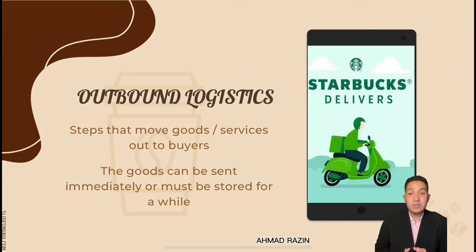Third is outbound logistics. These are steps that move goods or services out to the buyers. After the final product is completed, it must be delivered to the customer. Depending on how efficient the company is, the goods can be sent immediately or must be stored for a while. Examples: finished goods warehousing, material handling and delivery vehicle operations.